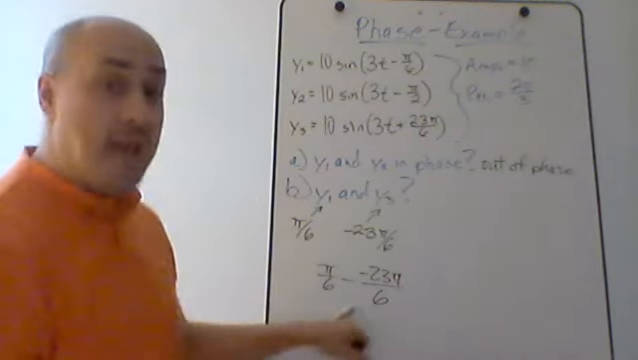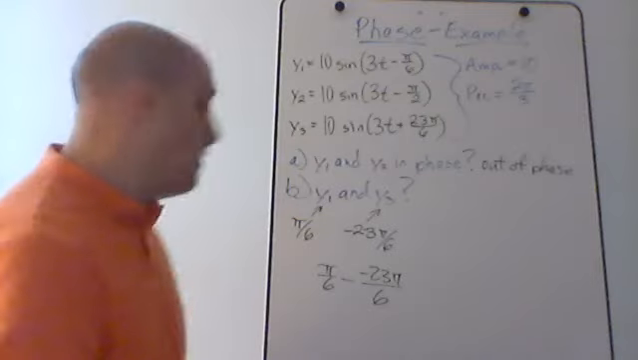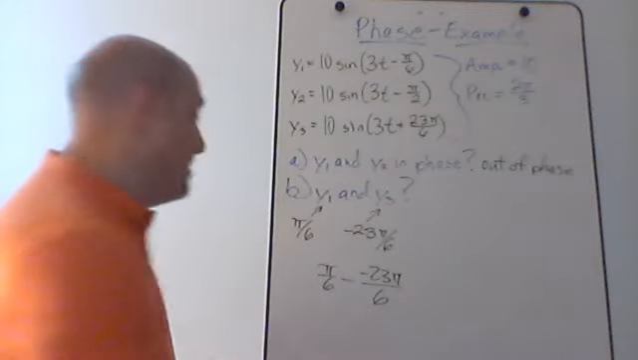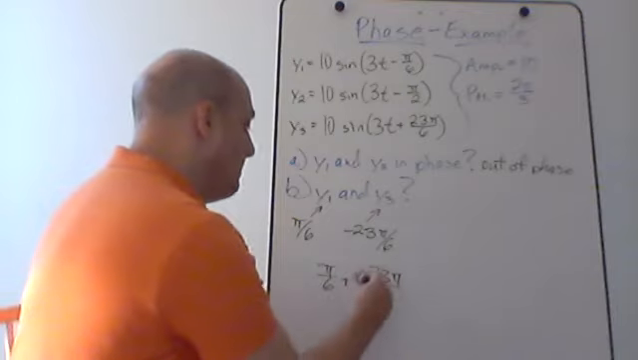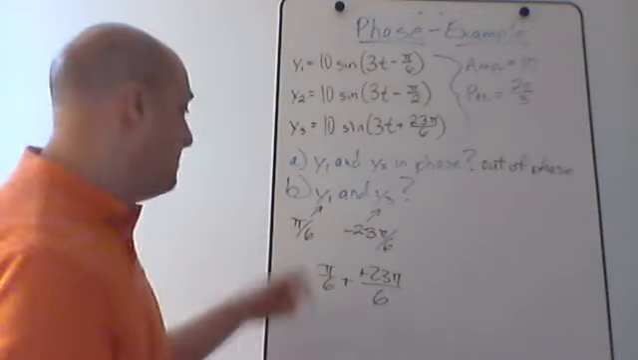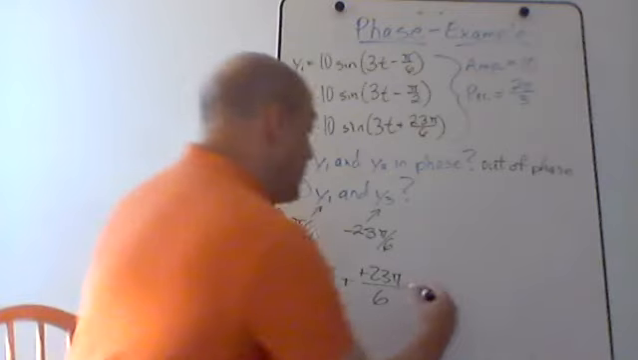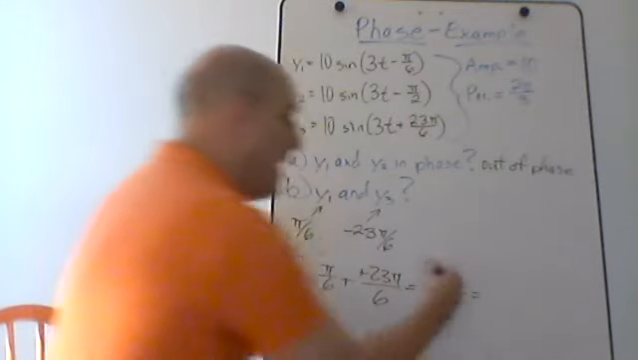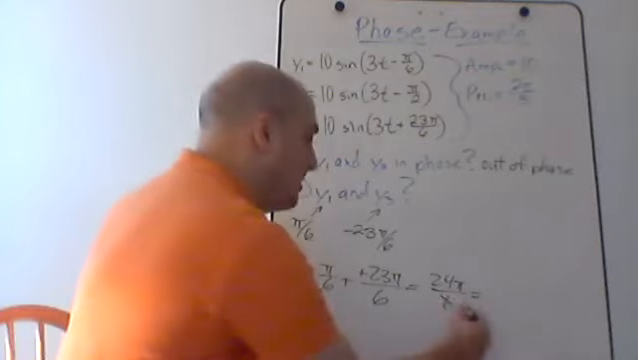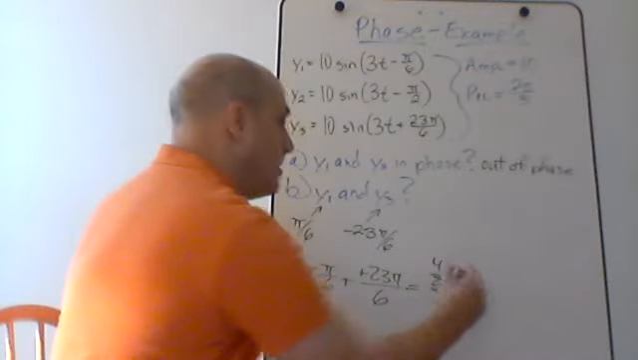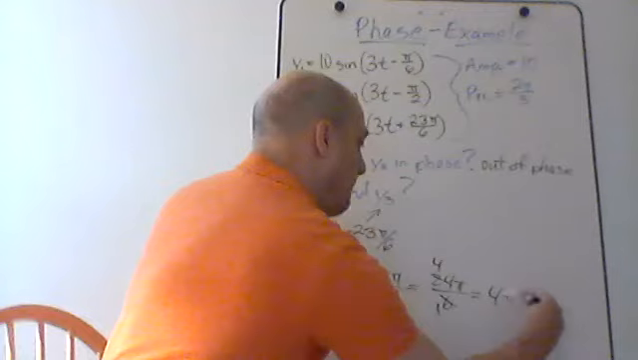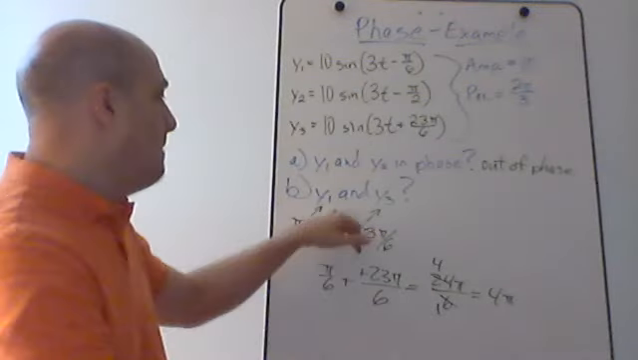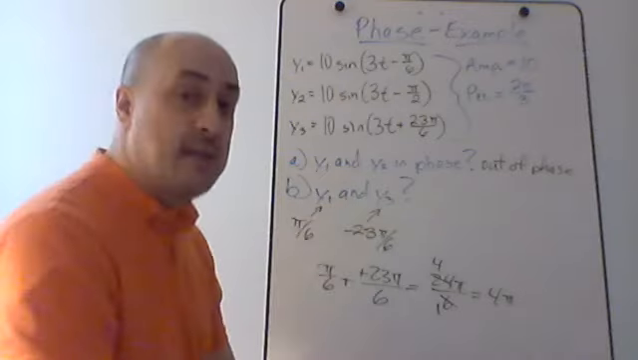Now this one's nice because they have a common denominator already. They're both over 6, which means I don't have to do what I did before with the common denominators. I can just go ahead and combine these. And when I have that minus negative, remember that double negative makes it a positive, so it's going to be 1 pi plus 23 pi, which is 24 pi over 6. And I can simplify 24 over 6 because 6 goes into 6 one time, 6 goes into 24 four times, and I get 4 pi over 1, which is just 4 pi. So the phase difference between y1 and y3 is 4 pi.